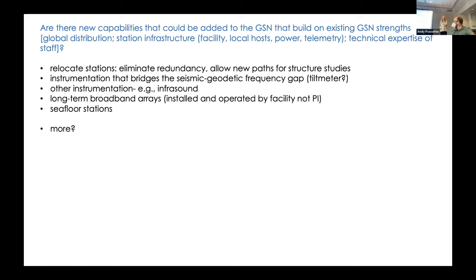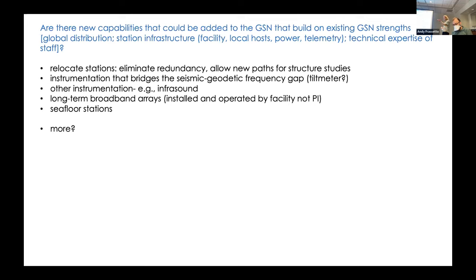We could relocate some stations. There is some redundancy. Often the redundancy is very, very inexpensive, so it's not great cost savings, but there's some redundancy. And as Maureen said, some new stations would allow new paths for structure studies. The earthquakes are going to be in the same places, but we could put the stations in these places. Instrumentation that bridges the seismic geodetic frequency gap. Other instrumentation, the standing committee, for example, has discussed having more infrasound sensors and the opportunities there for atmospheric science, but also for understanding geophysical sources.